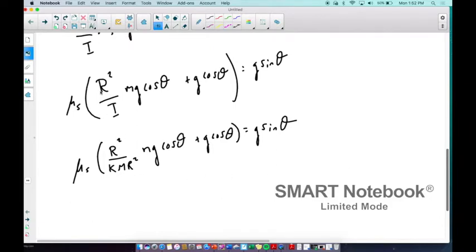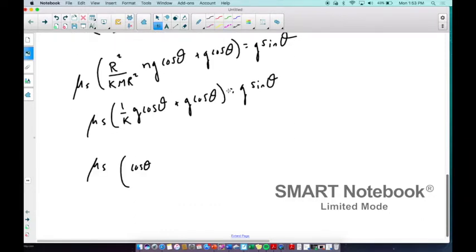I've done that because I recognize I had an mr squared on the top right here, and I know that I has mr squared in it. So that gets me mu s times 1/k, where k is just the fraction. mg, nope, the m canceled out, didn't it? g cosine theta plus g cosine theta equals g sine of theta.